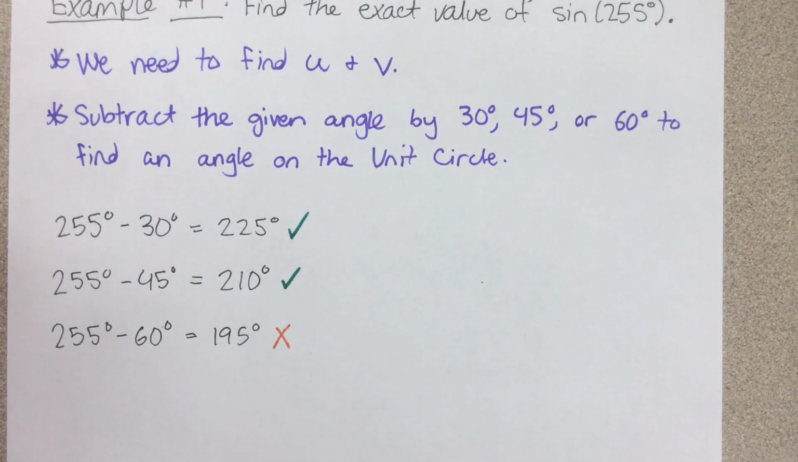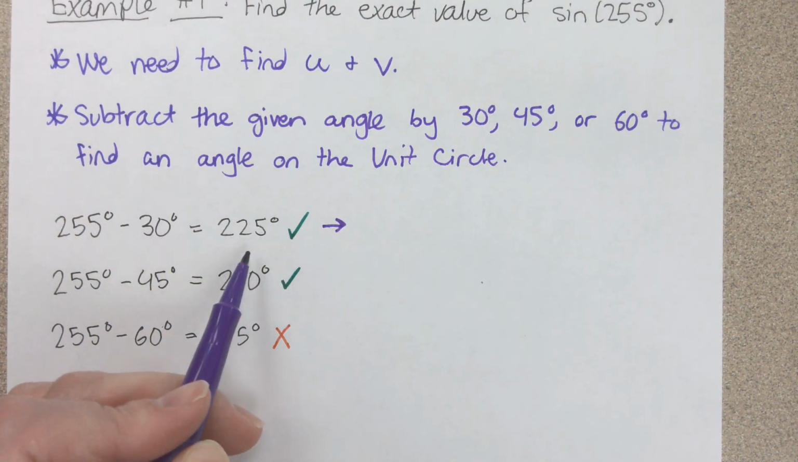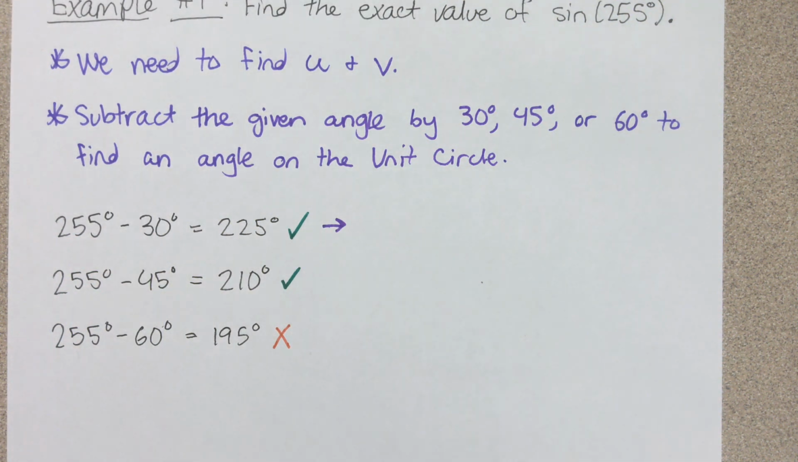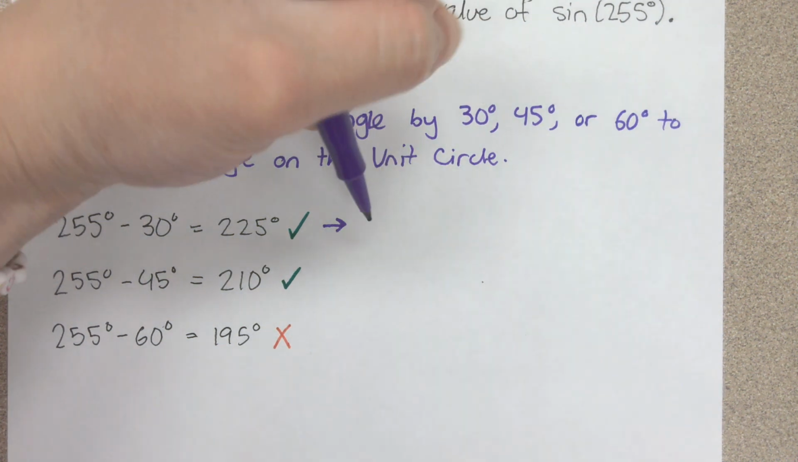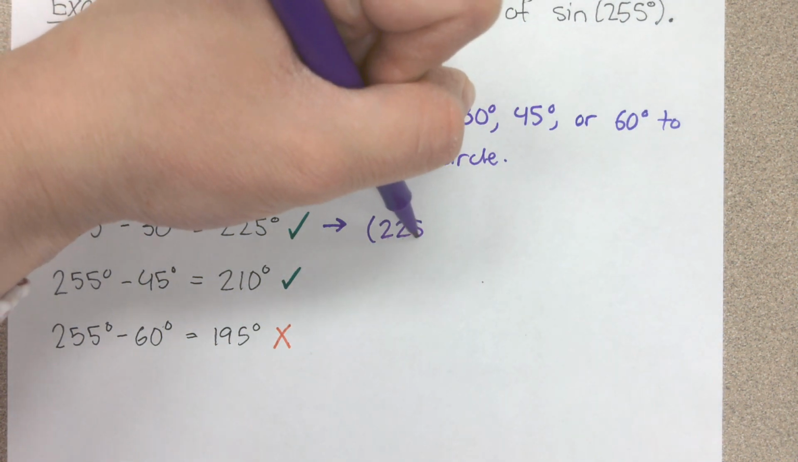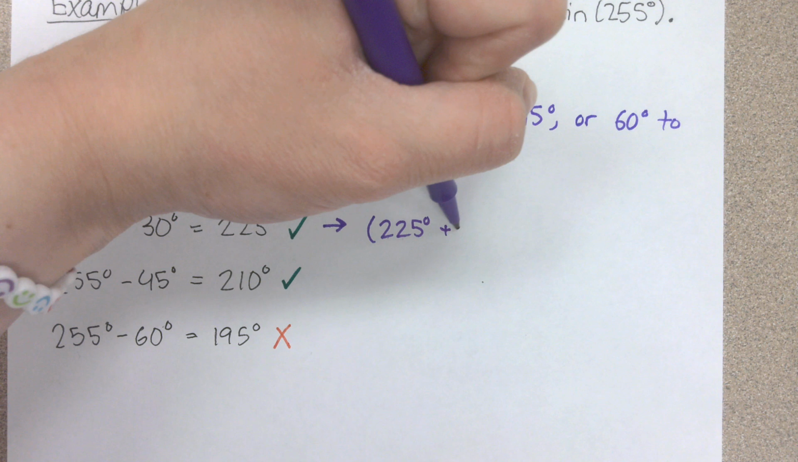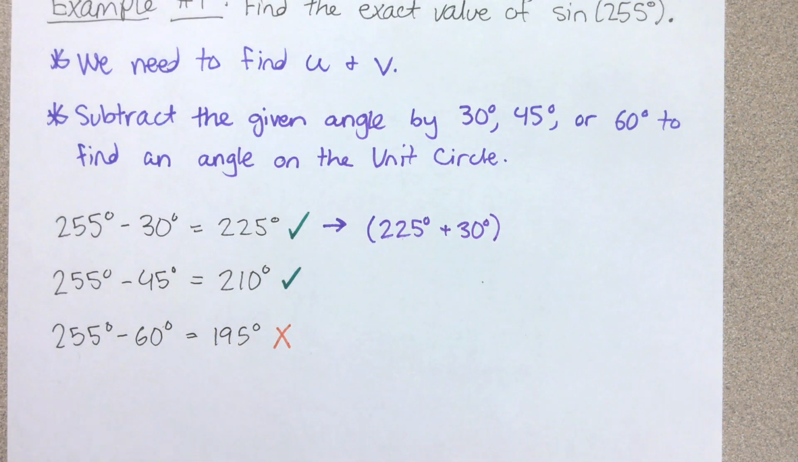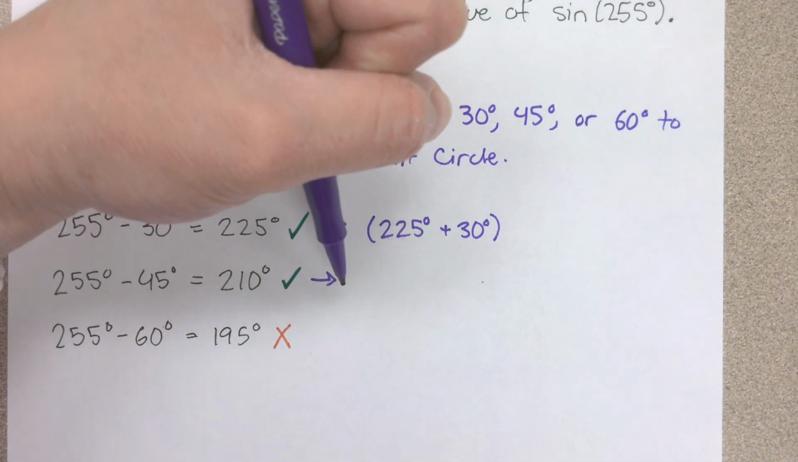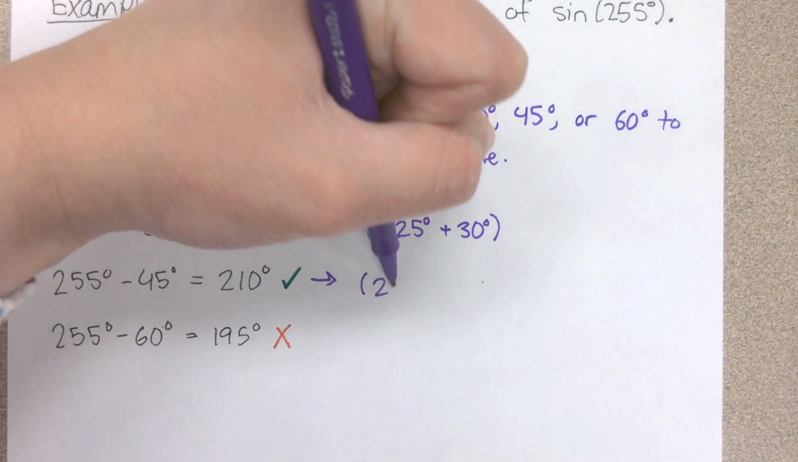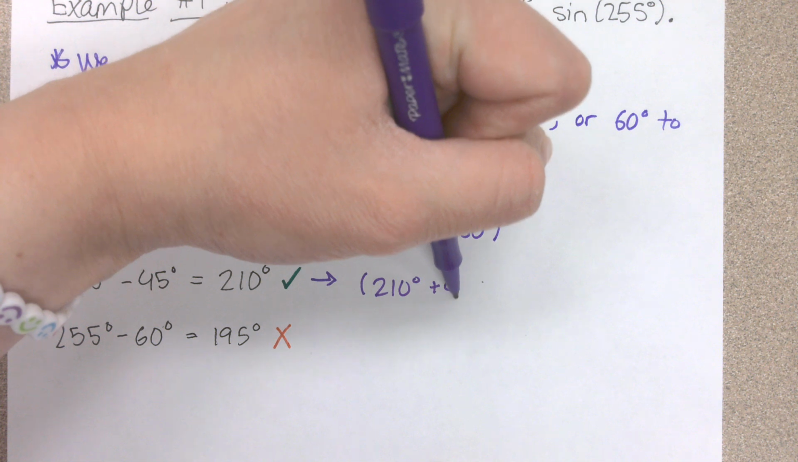So for the purpose of the formula, you would rewrite the top one. The angles we'd use are 225 and 30 because those are both on the unit circle. So your formula would be 225 plus 30 degrees. And then if we were to use the second pair of angles, it would be 210 plus 45.